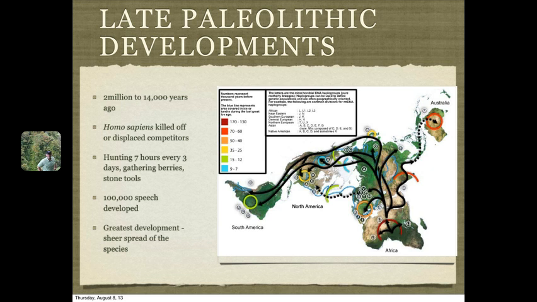All right. As your textbook will bring about in this part, during the late Paleolithic era, the largest development is the sheer spread of the species, and you can see that here in the picture. All right. The interesting thing, as we know, man started off in Africa and began to spread all over. The last two places being populated, Australia and the southern tip of South America.